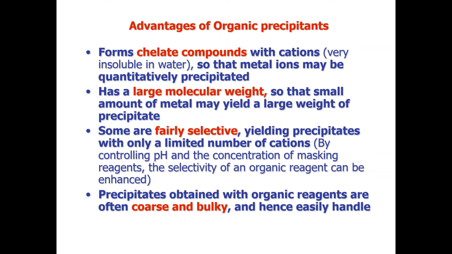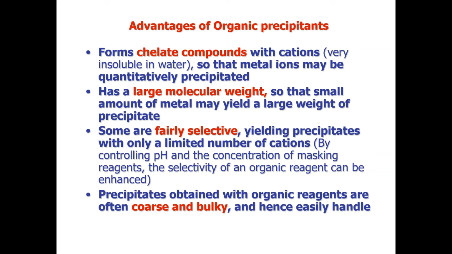Depending on the molecular weight of the precipitant, most organic precipitants will have a large molecular weight comparatively to inorganic precipitants. So if you precipitate with an organic compound, depending on the size of the organic compound, if it has a large molecular weight, it will produce a large weight of precipitate and it will easily be filtered. Okay.